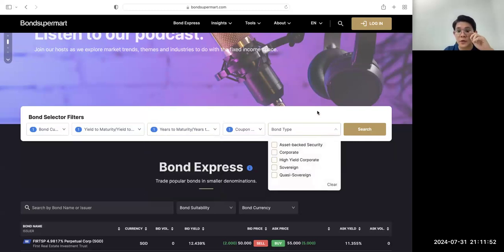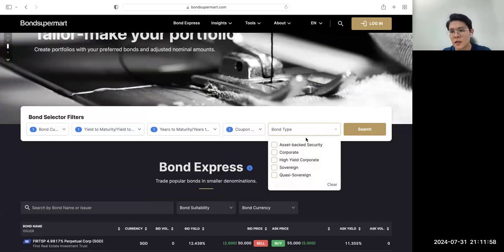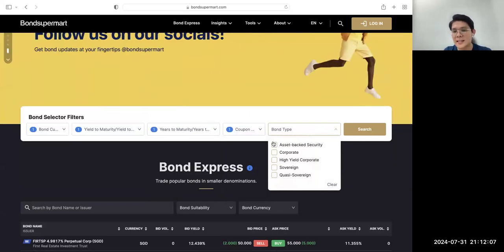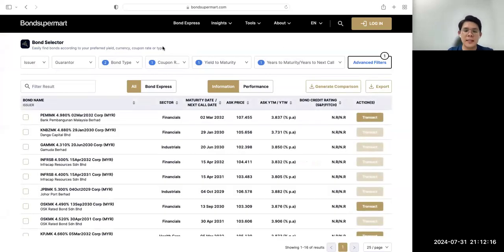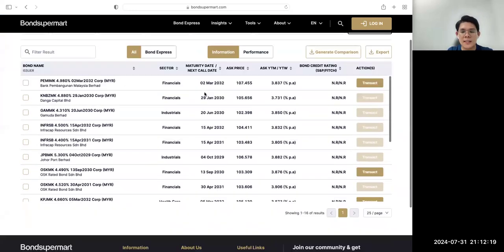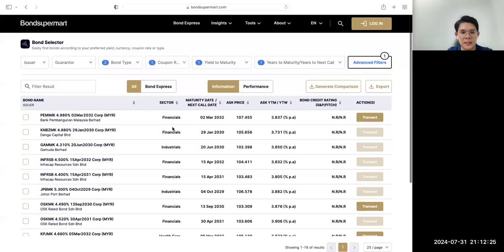For the bond type, you can see there are 5 bond types here. If you are a conservative bondholder, looking for bonds with stability, you can choose asset-backed security or the corporate bonds. Then you just click search. The results will come out here, and you can see there are a lot of options. You can go and select. It will show which sector the company is in, the maturity date, the ask price right now, and also the credit rating.